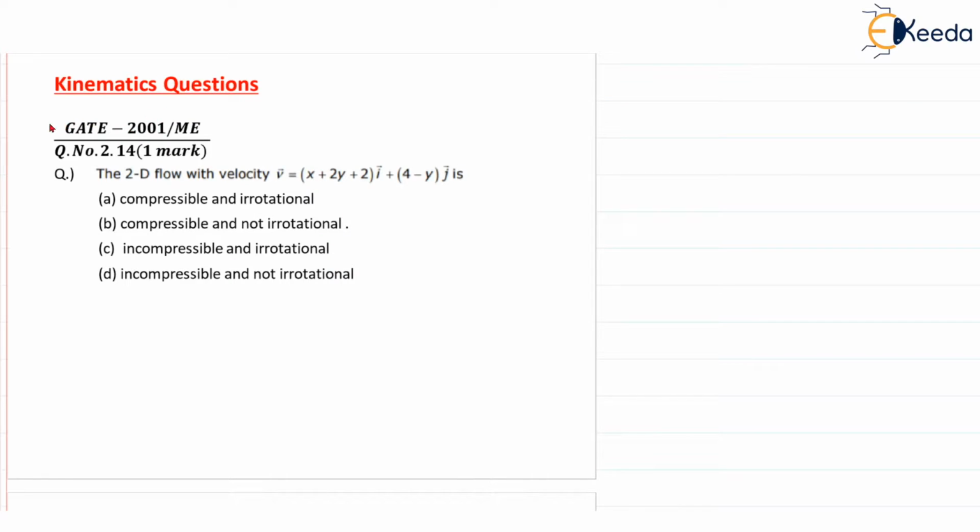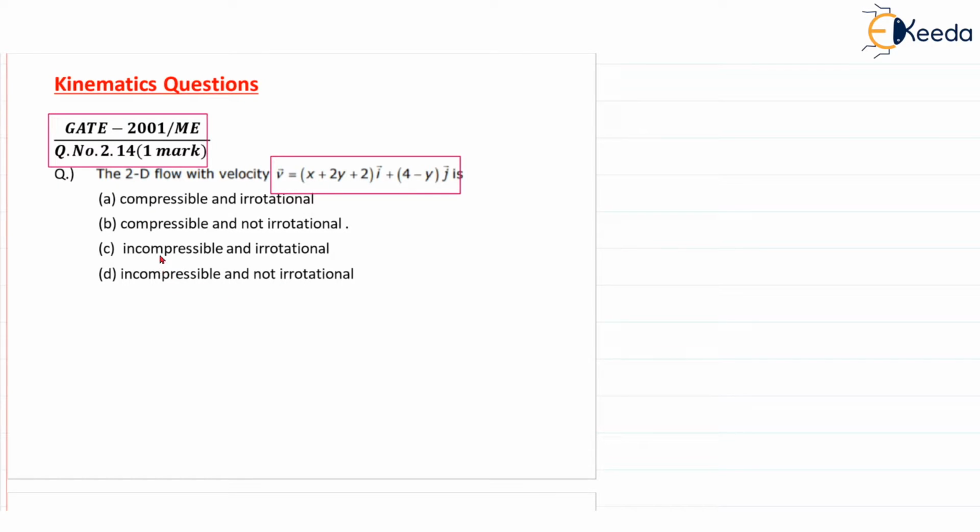As per the given question in GATE 2001, question number 2.14, 1 mark from Mechanical. The two-dimensional flow field with velocity vector (x + 2y + 2) i cap plus (4 − y) j cap is: A, compressible and irrotational; B, compressible and not irrotational; C, incompressible and irrotational; and D, incompressible and not irrotational.